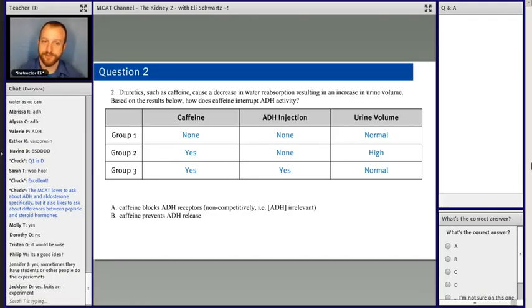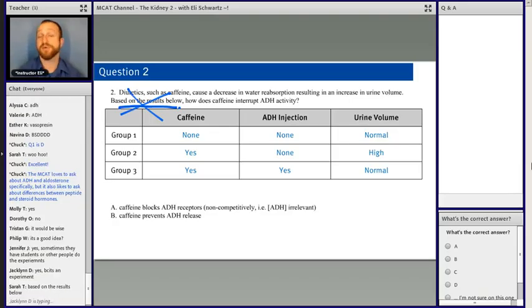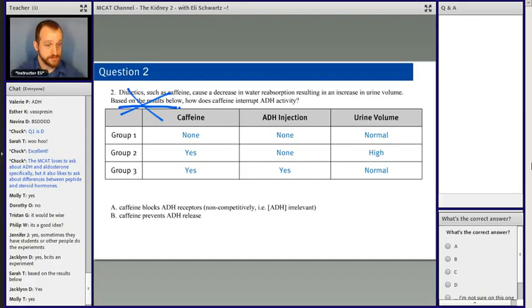Yep, you got it. Based on the results below. Exactly. Now, if that hadn't been in there, could we have done this without reading the table? Yes. Always, actually. Unless you're interpreting data from an experiment, if you know something from outside science, they cannot give you bad science.